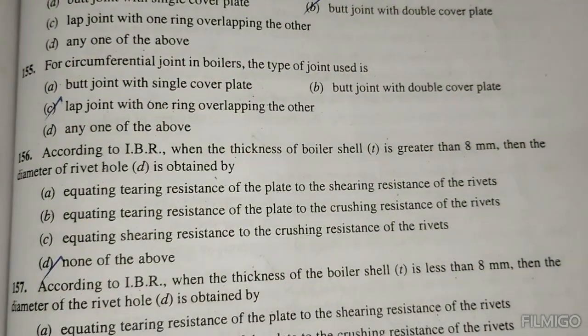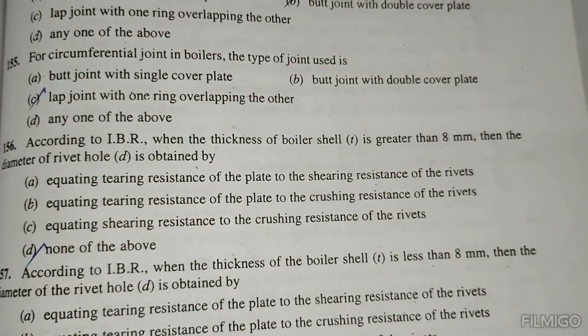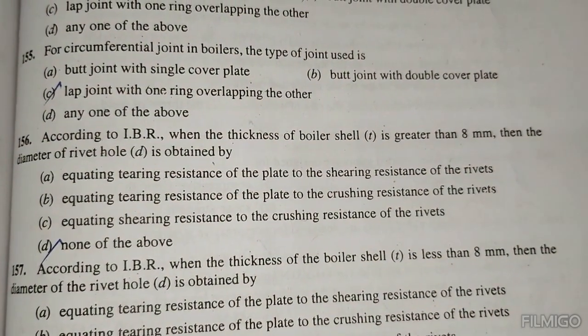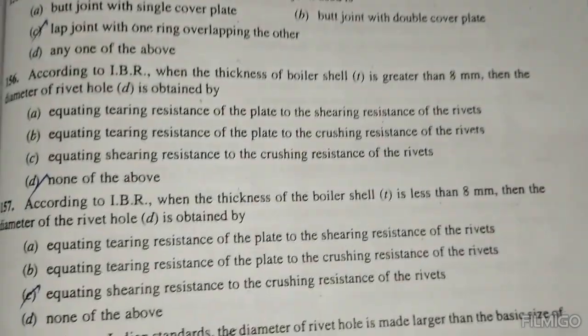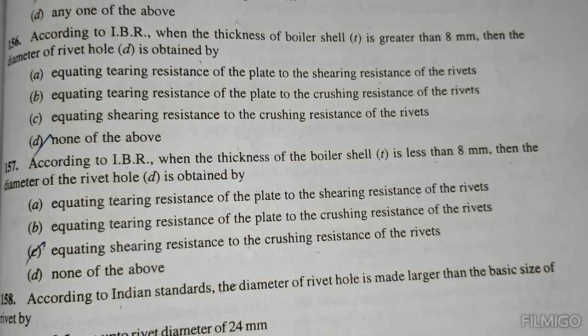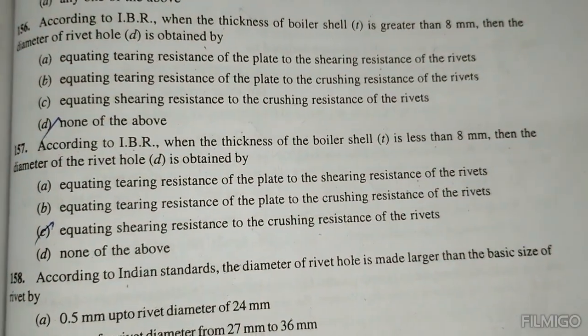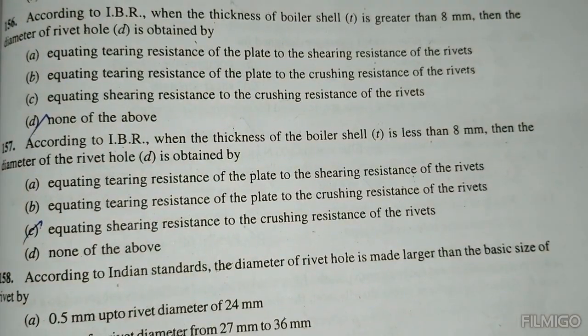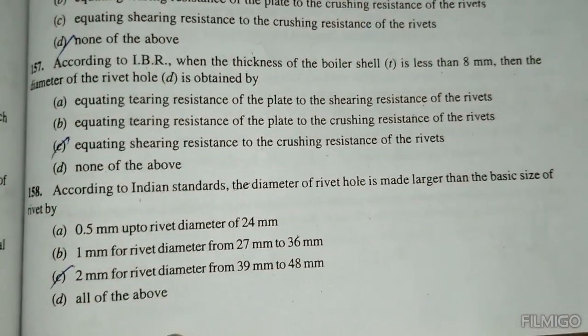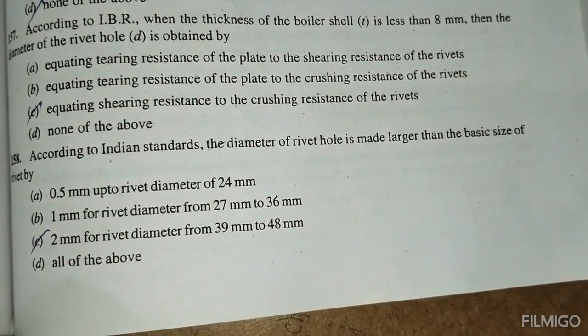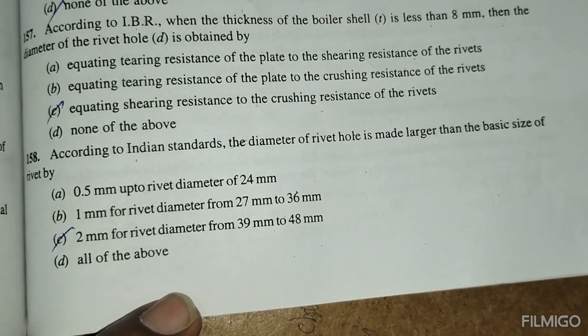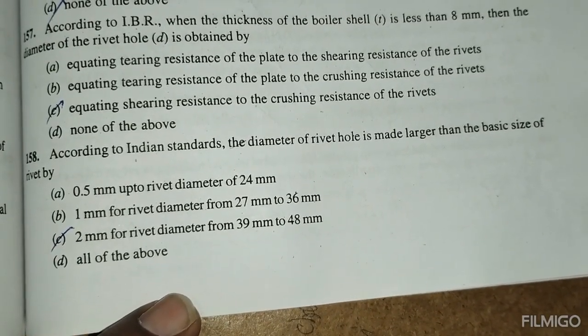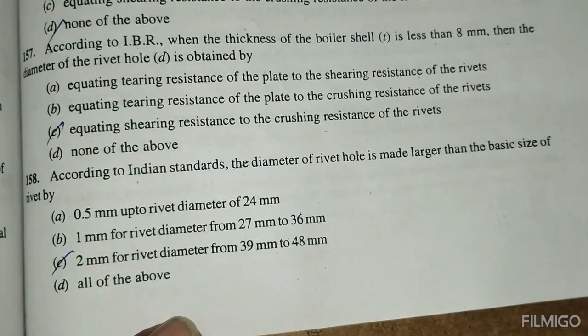According to IBR, when the thickness of the boiler shell is greater than 8 mm, the diameter of the rivet hole is obtained by none of the above. According to IBR, when the thickness of the boiler shell is less than 8 mm, the diameter of the rivet hole is obtained by equating the shearing resistance to the crushing resistance of the rivets. According to Indian standard, the diameter of the rivet hole is made larger than the basic size of the rivet by 2 mm for rivet diameter from 39 mm to 48 mm.